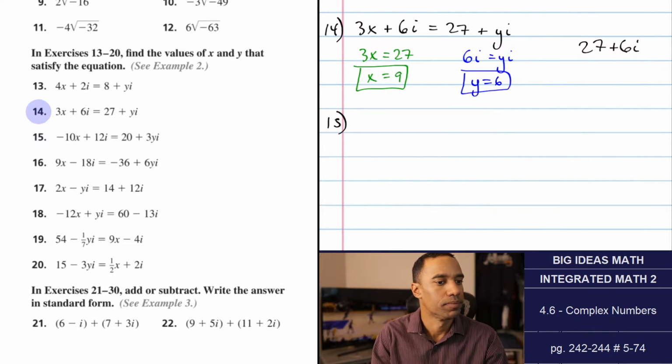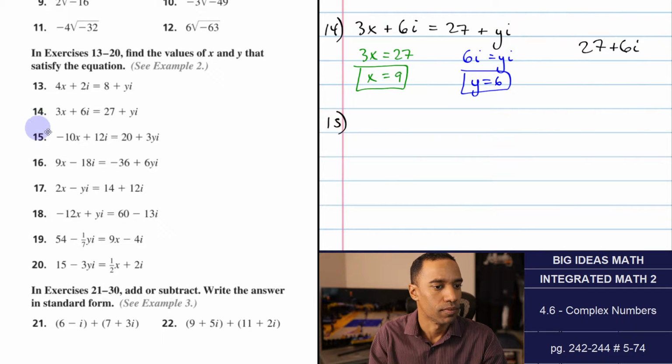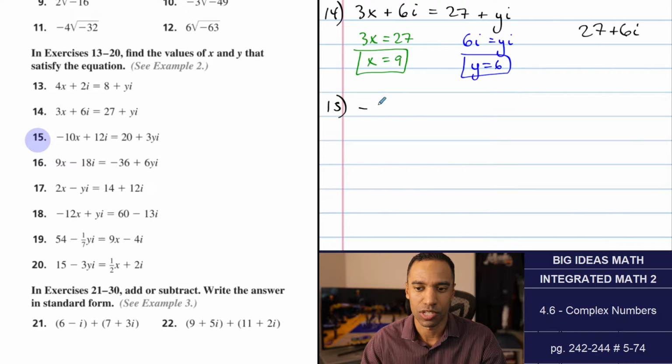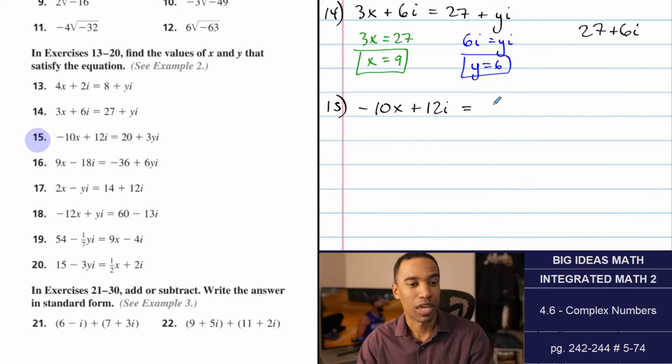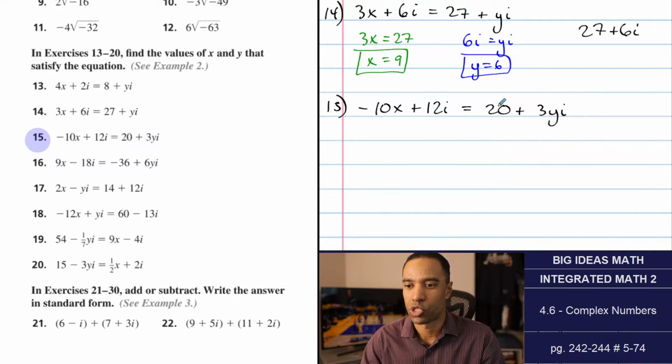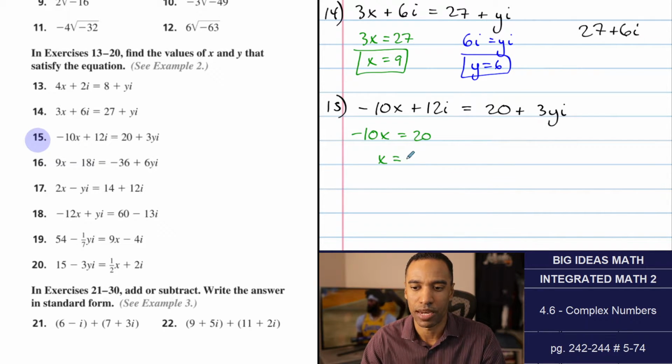Number 15. Negative 10x plus 12i. They have a lot of problems for these that seem very samey in what we're doing. Plus 3yi. Okay. So negative 10x plus 12i equals 20 plus 3yi. We're going to set the x's equal, the real number parts equal. Negative 10x equals 20. X would be negative 2.